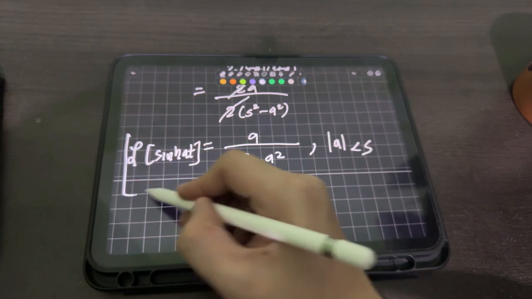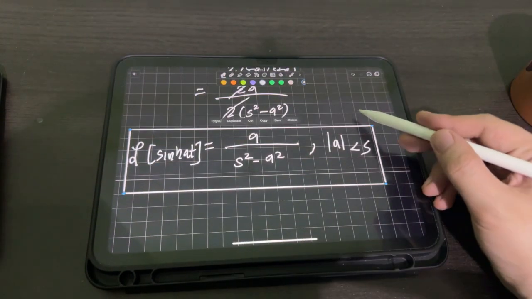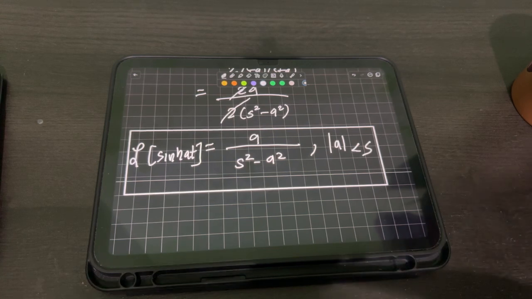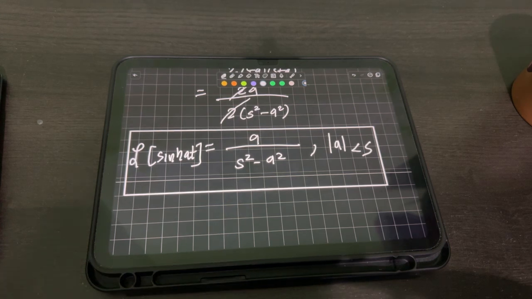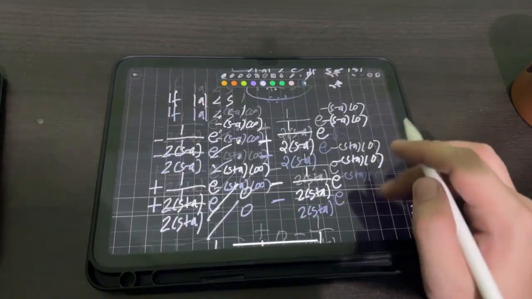So memorize this, another standard Laplace transform formula. Okay, the Laplace transform of hyperbolic sine of at is equal to a over s squared minus a squared. Okay? Okay, next.